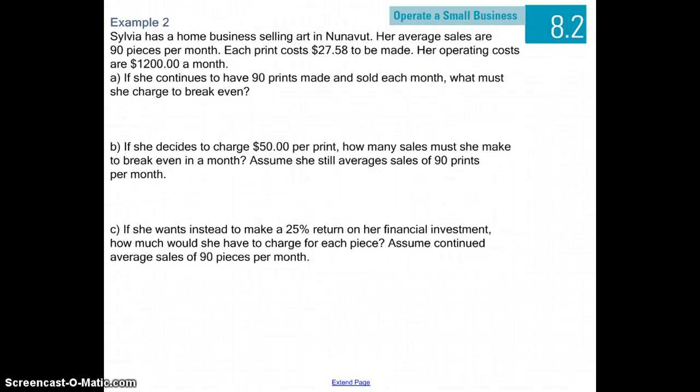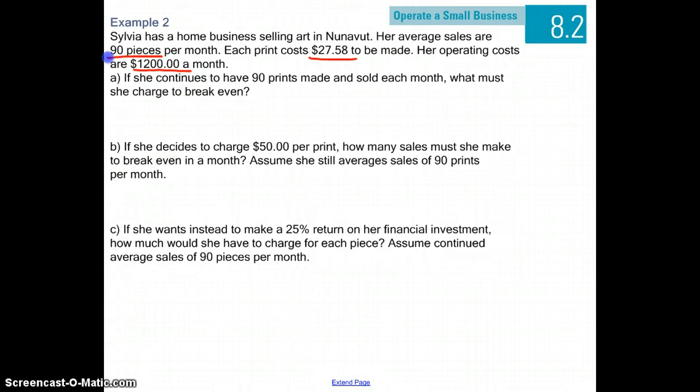Sylvia has a home business selling art. Her average sales are 90 pieces per month. Each piece costs $27.58 to make. Her operating costs are $1,200 a month. If she continues to have 90 prints made and sold each month, what must she charge to break even?